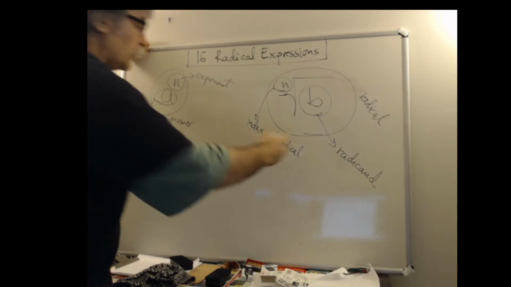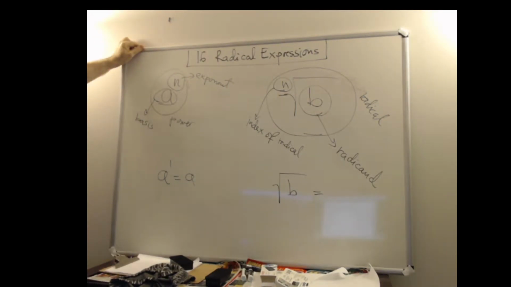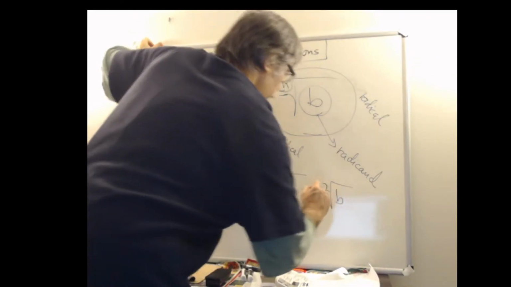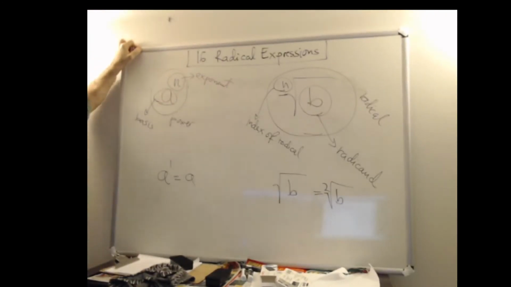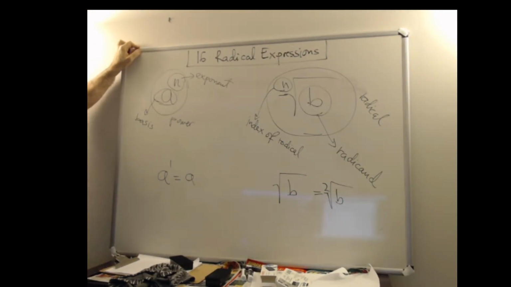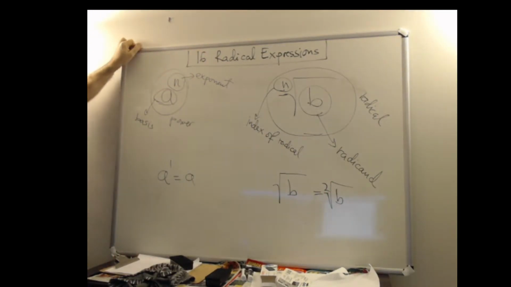Now, if you don't write anything for the index of radical, that doesn't mean 1. It means 2. You've got to remember that. It's a different convention. For a power, if you don't write anything, it's 1. For a radical, if you don't write anything, you mean 2. So if you forget to write anything and you mean something other than 2, you're making a mistake, because this will be understood as a square root.